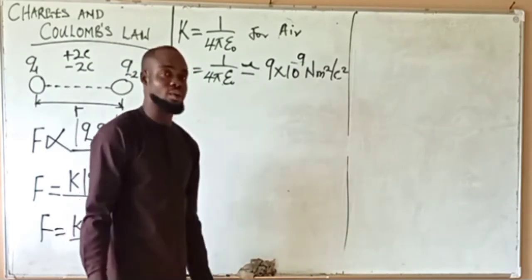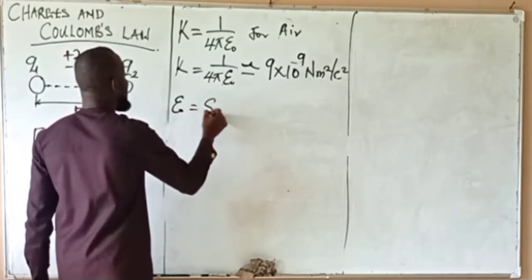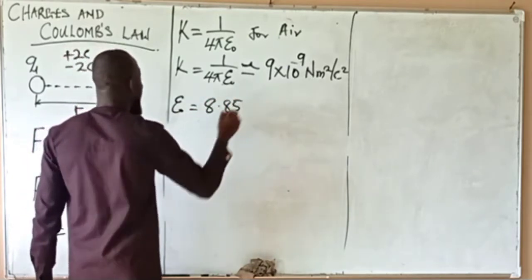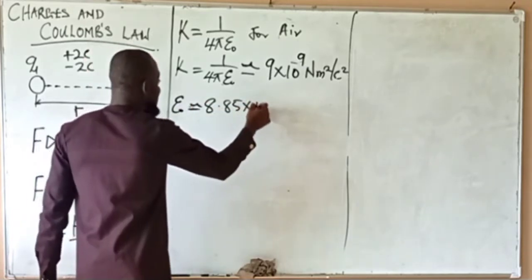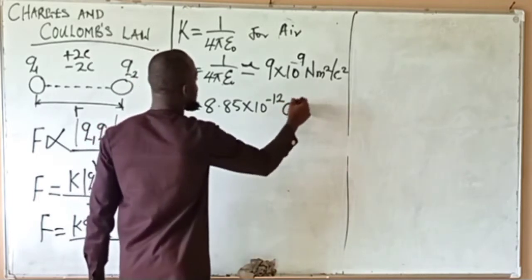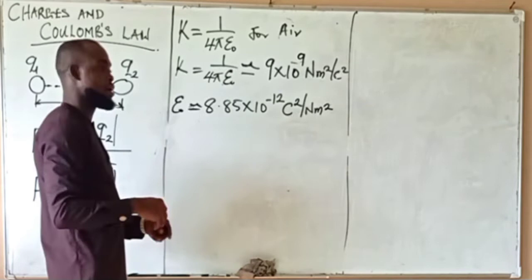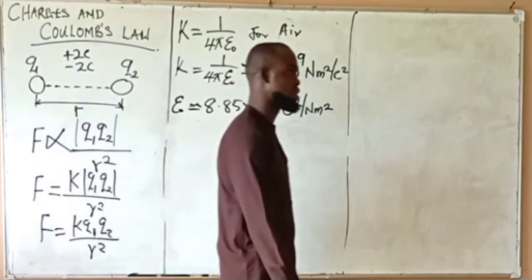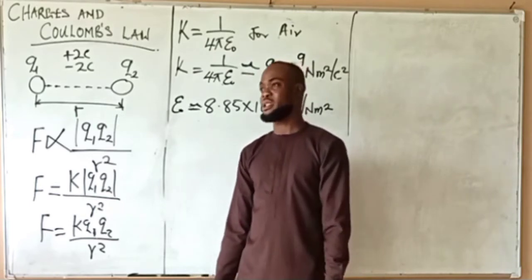It's a constant value. Then what is the meaning of epsilon naught? What is the value for epsilon naught? Epsilon naught is approximately 8.85 times 10 raised to the power minus 12 Coulomb squared per Newton meter squared. Please take note of that. It's very, very important.